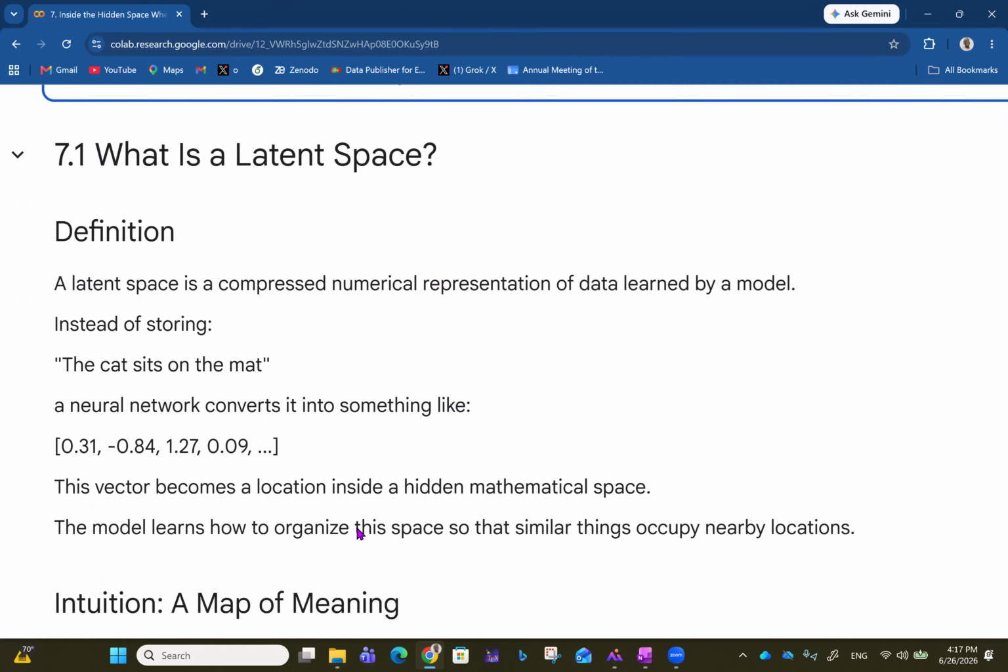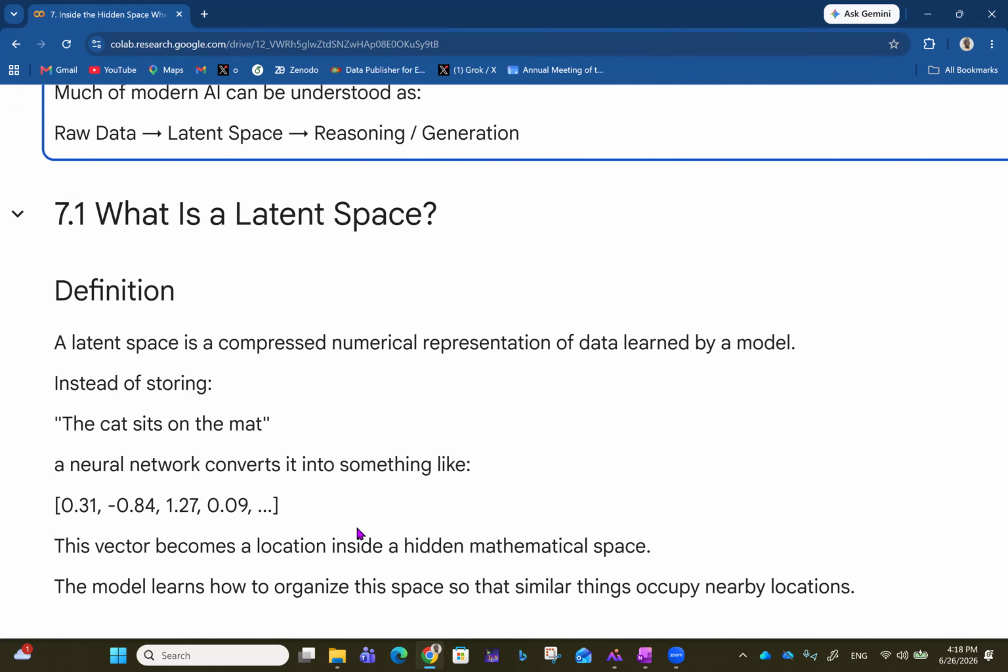So instead of storing something like "the cat sits on the mat," the neural network converts it into something like 0.31, minus 0.8, 1.27, 0.009, and so on and so forth. And we've also established that it is not humans that do this. The model itself does this by looking at the documents available to it. So this vector becomes a location inside a hidden mathematical space. The model learns how to organize this space so that similar things occupy nearby locations.